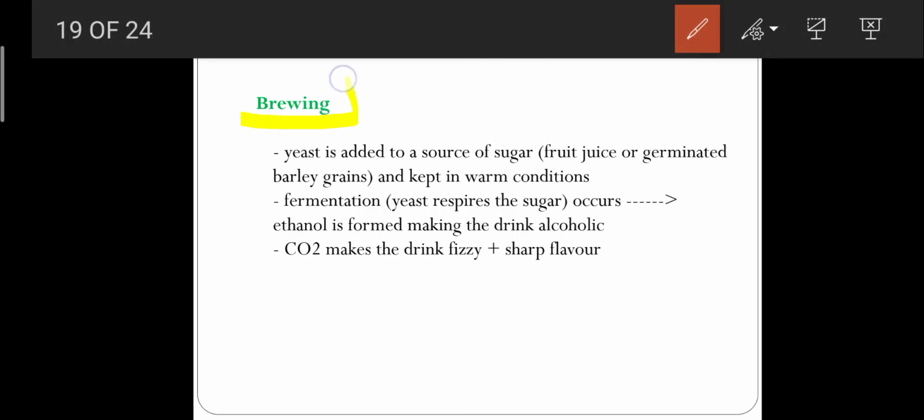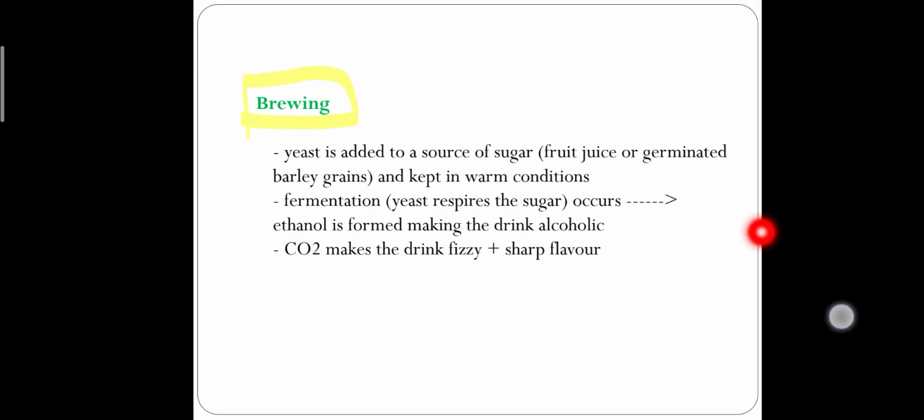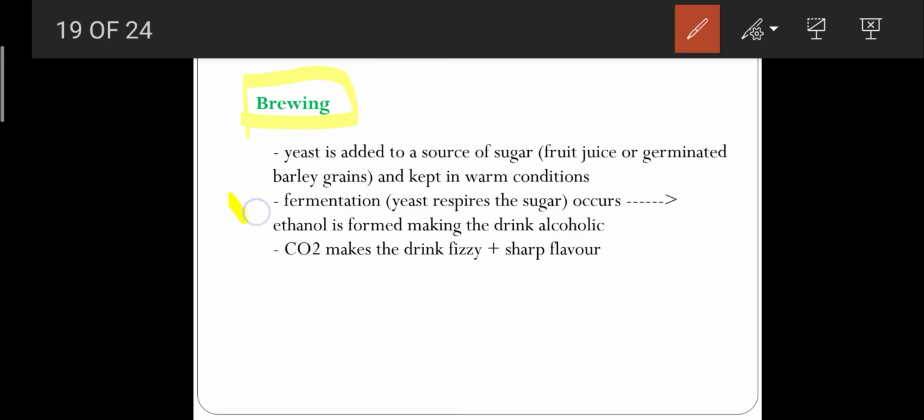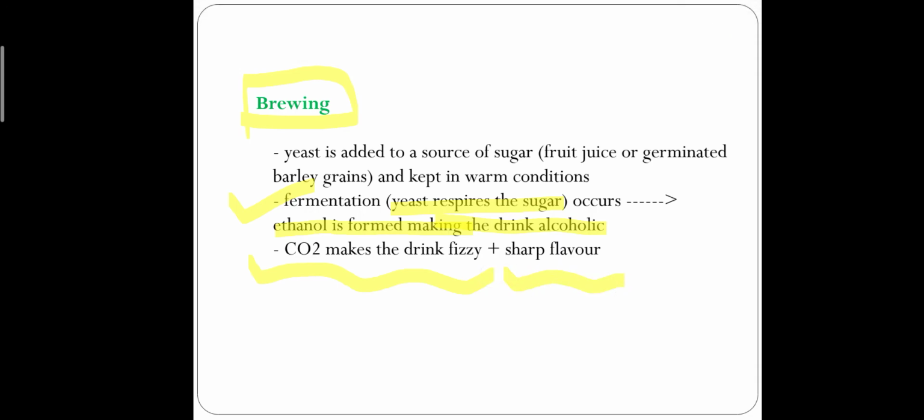What is brewing? Yeast is added to a source of sugar, such as fruit juice or germinated barley grains, and kept in warm conditions. In fermentation, yeast respires the sugar and ethanol is formed, making the drink alcoholic, and carbon dioxide makes the drinks fizzy, and gives them a sharp flavor.